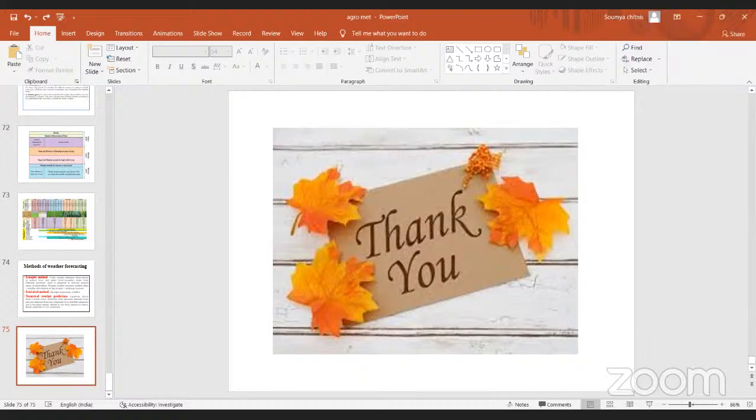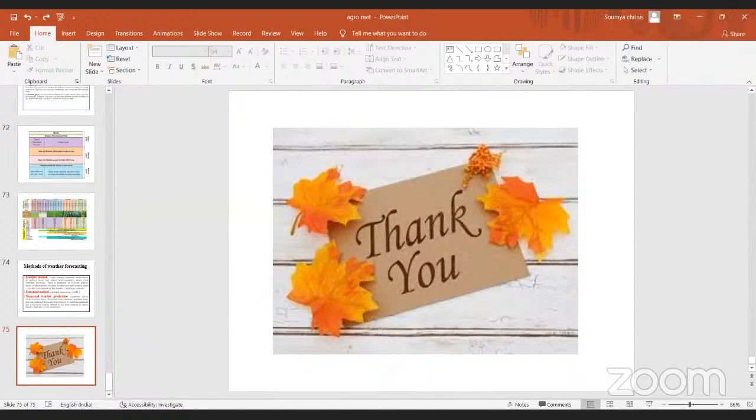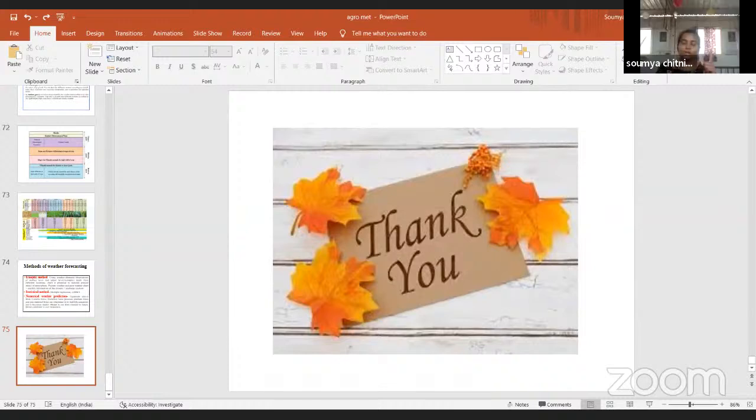Ma'am, can you please explain the solstice and equinox again? There is so much confusion. Okay, see, equinox means the day and night length will be the same. That happens when the sun usually comes over the equator. So in a year we find two equinoxes: one on March 21st, and another on September 23rd.